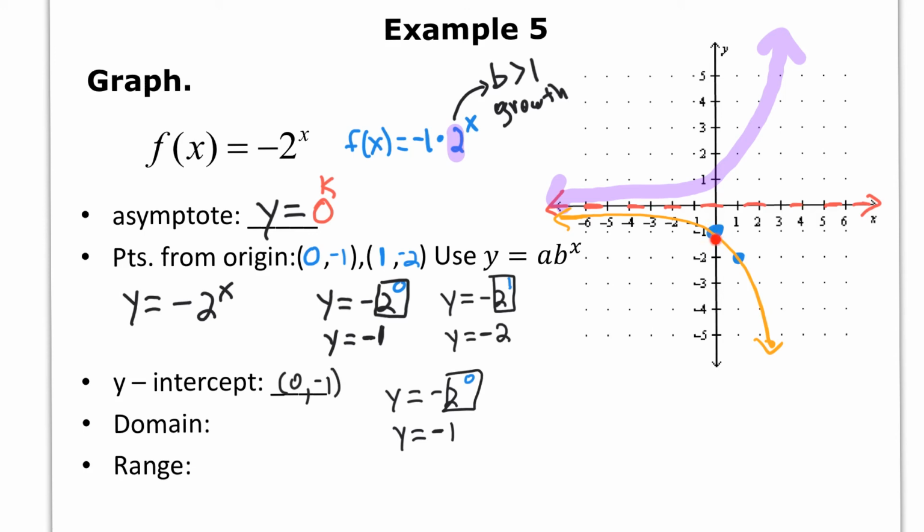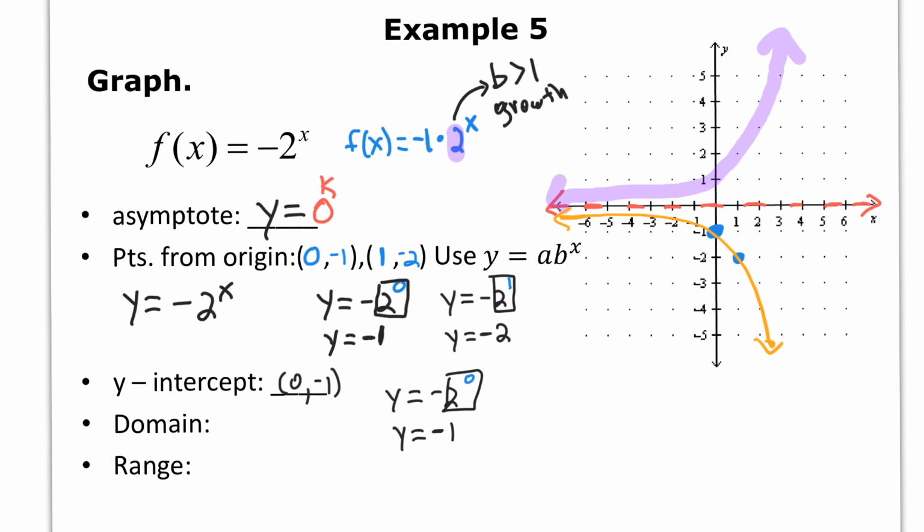You can confirm with the graph. Remember, the orange curve is the graph, not the purple highlighter there. That's just the parent function. That doesn't have a transformation. So your transformation is across the x-axis. It's flipped over the x-axis. So my y-intercept is (0, -1).